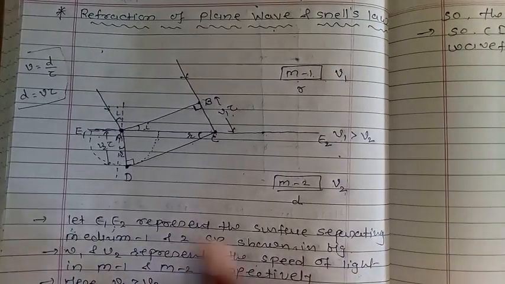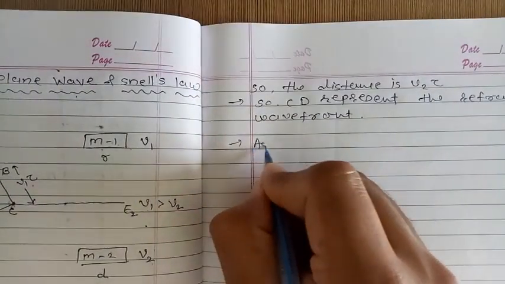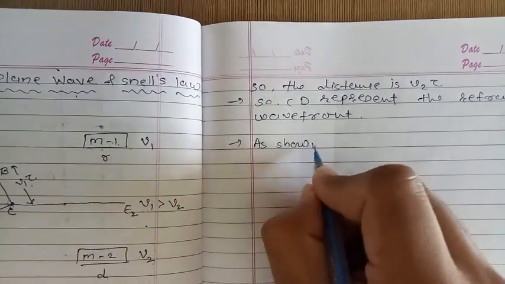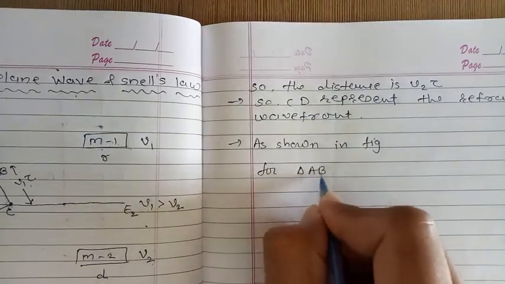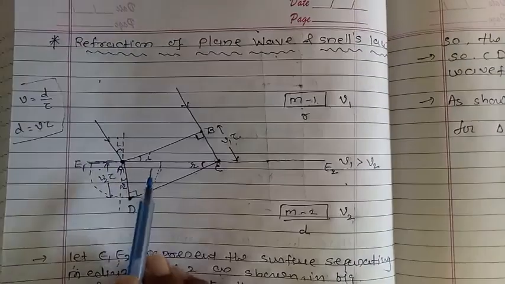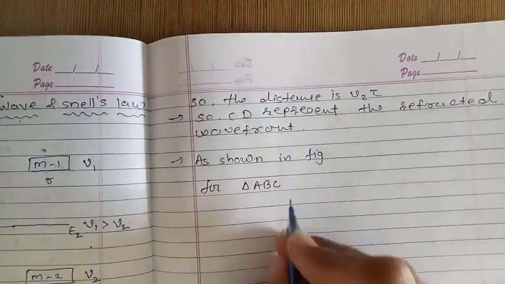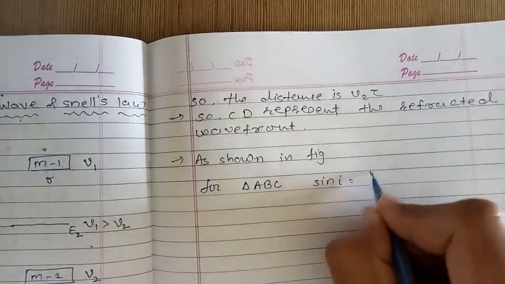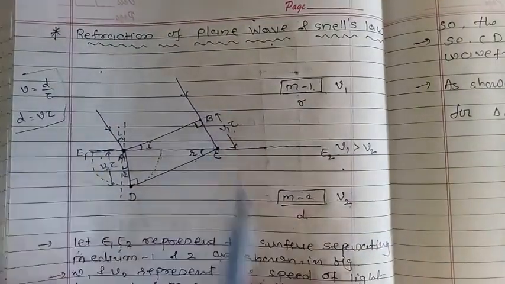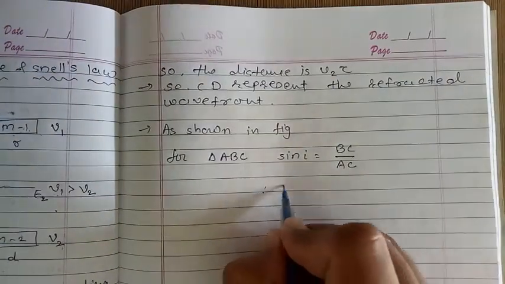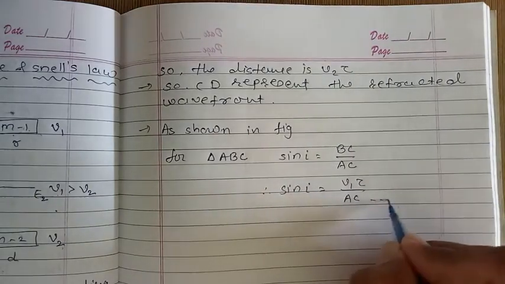As shown in the figure, once again for triangle ABC, sin i is equal to BC upon AC, right? Now we know the value of BC. BC is V1 tau, right? So sin i is equal to V1 tau upon AC. Equation number 1.